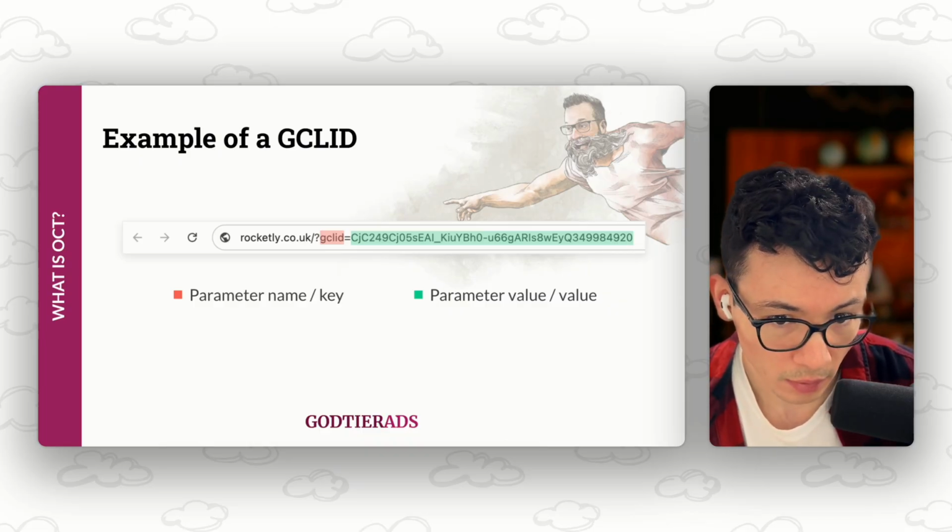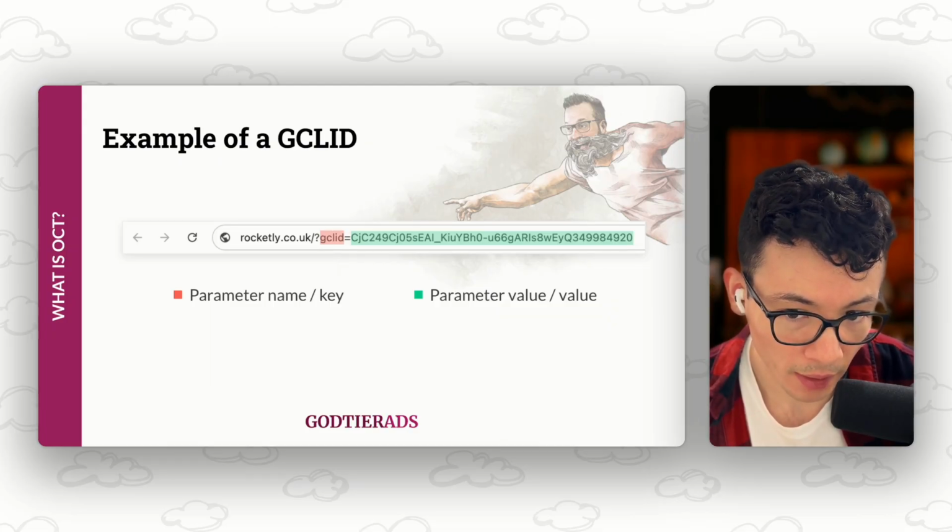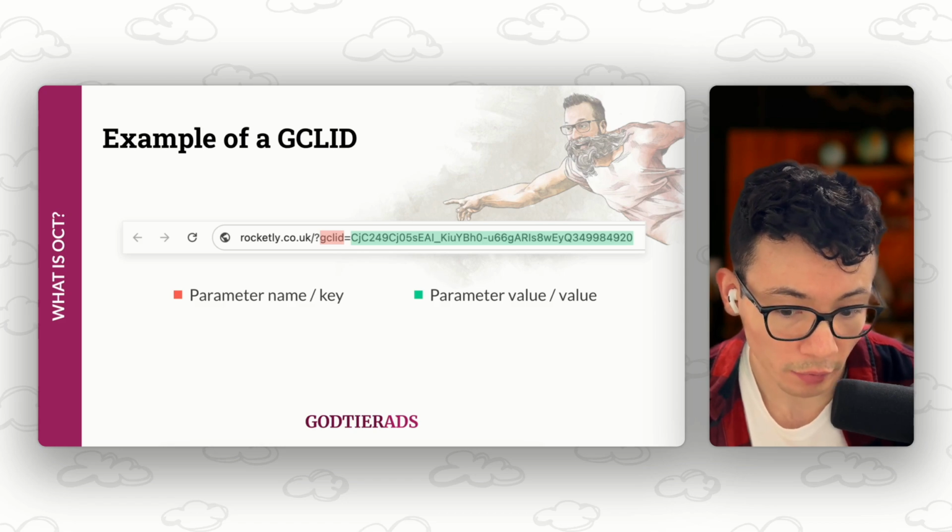And you don't need to understand it yourself. So for every URL parameter that you see, there will always be a parameter name, which is in red, and a parameter value, which is in green.